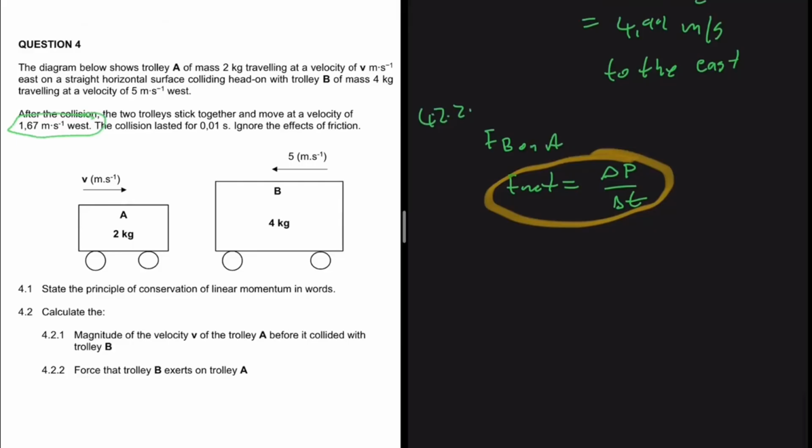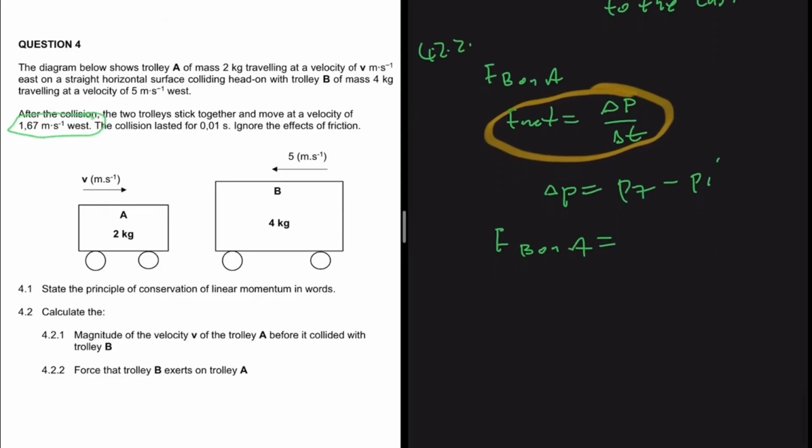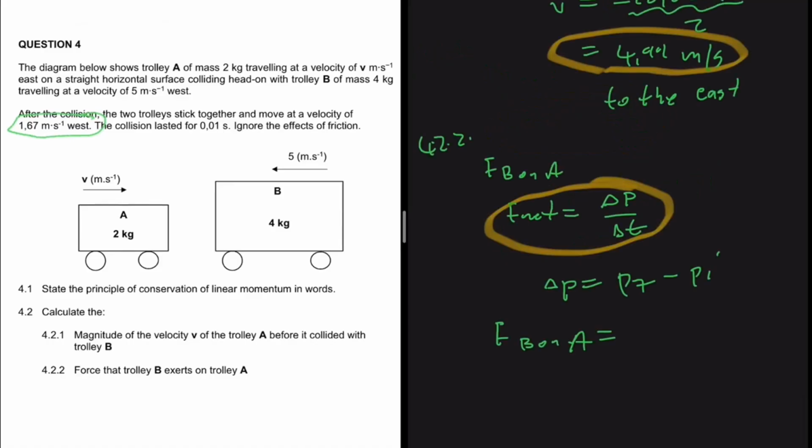So what is the change? We know that delta P is equal to momentum final minus momentum initial, right? So F of B on A will be equal to the change in the momentum of our trolley A, right? So the change in momentum, we're gonna have the mass, which is 2 kg, multiplied by the velocity final. The velocity final is this 1.67 meters per second that they move with after they've joined each other, right? And that velocity is to the left, so let's put a minus sign when you substitute it, because we take east as positive, right?